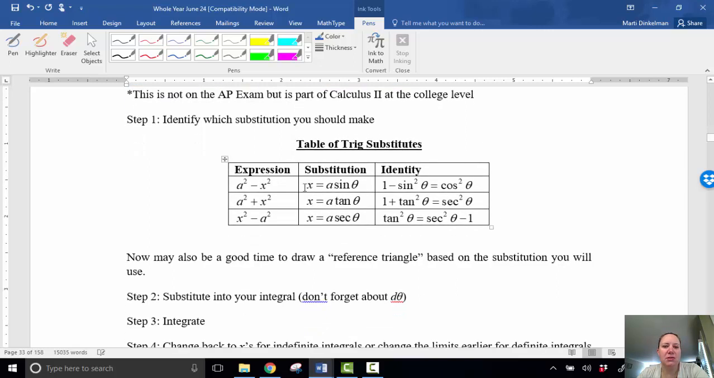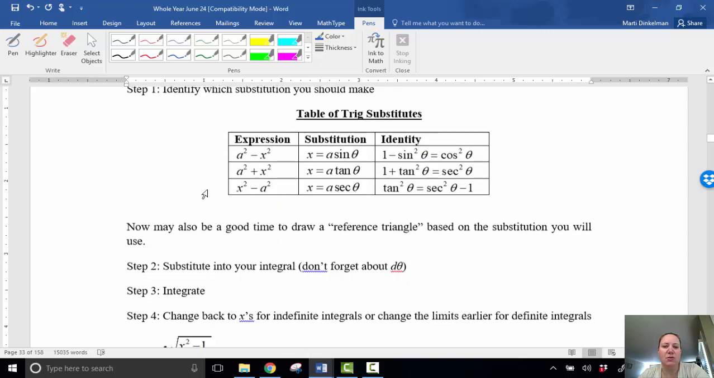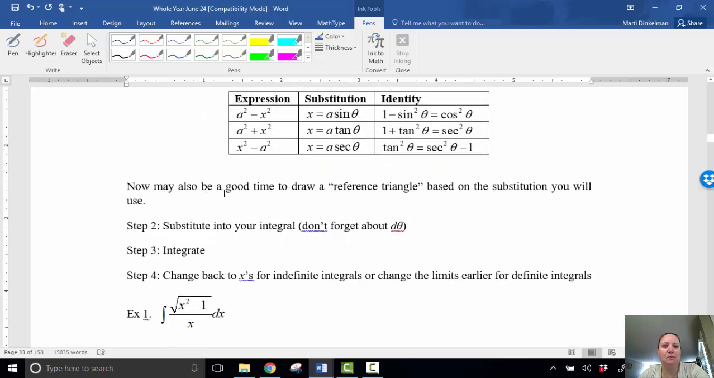So you're going to see expressions that are of this form, so something like 9 minus x squared or 9 plus x squared or x squared minus 9. Hopefully they're perfect squares, but they don't technically have to be. We're actually going to substitute in a trig expression, which maybe sounds a little crazy, but using these identities is going to help us to simplify them a little bit.